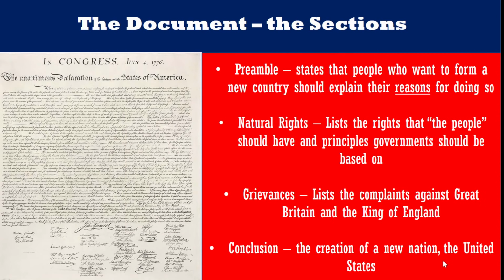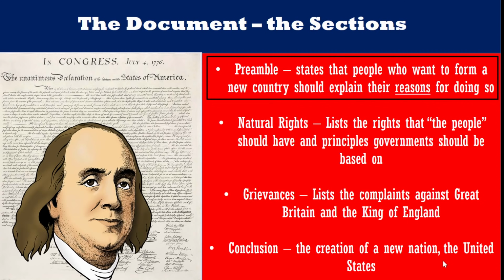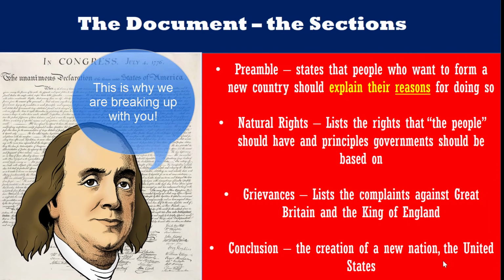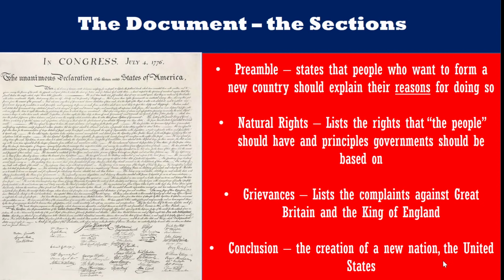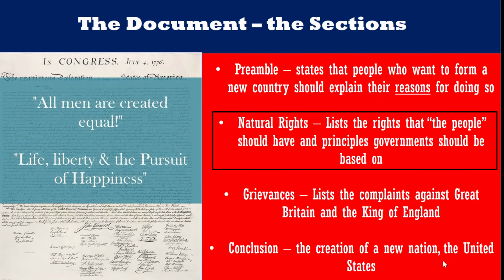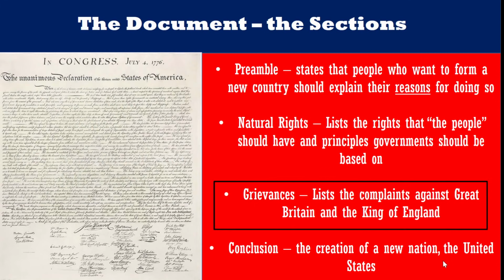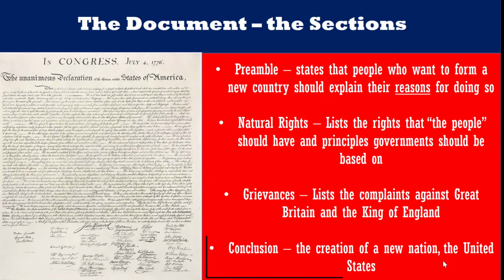For our overview, you should know that the document is divided into 4 sections. A preamble, which states that the people who want to form a new country should explain their reasons for doing so. There's a natural rights section, which lists the rights that, quote, "the people should have and the principles governments should be based on." A grievances section, which lists the complaints against Great Britain and the King of England. And the conclusion announcing the creation of a new nation, the United States.